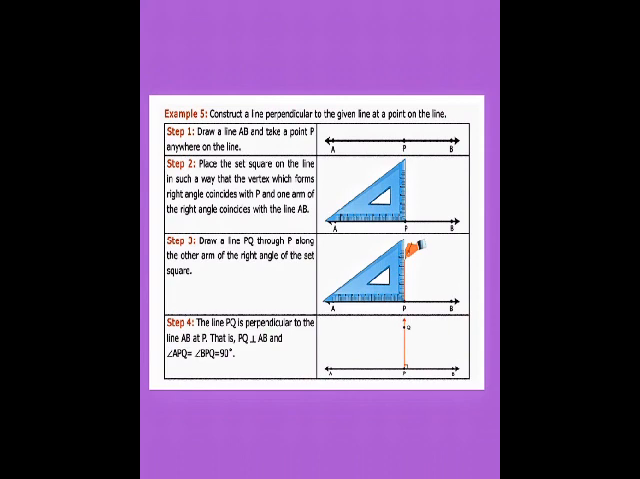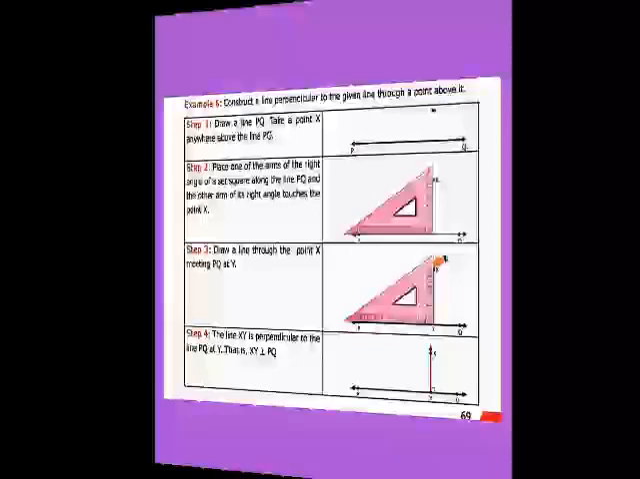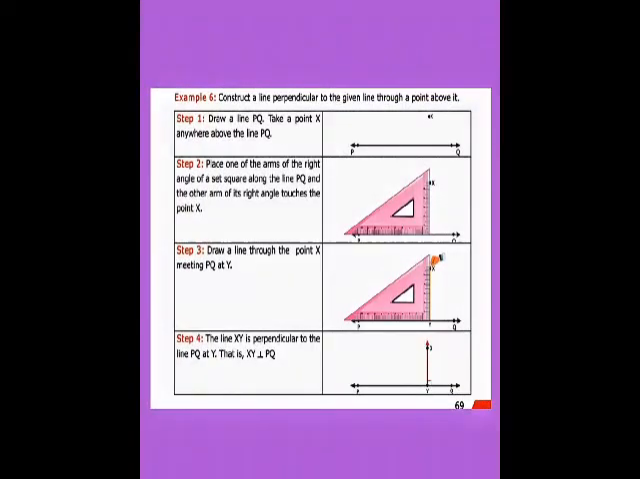Move on to the next example. Construct a line perpendicular to the given line through a point above it. Earlier we drew the perpendicular on the line. Now we are going to see the perpendicular line from above the line.